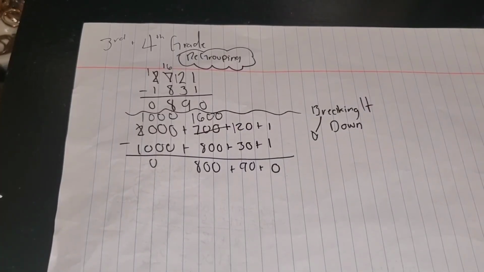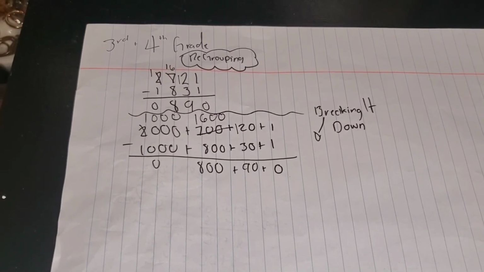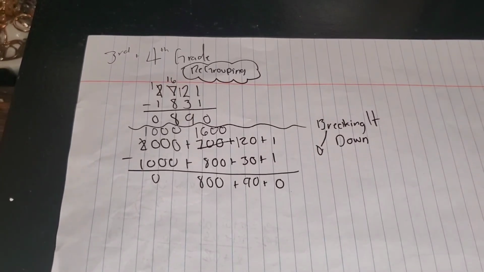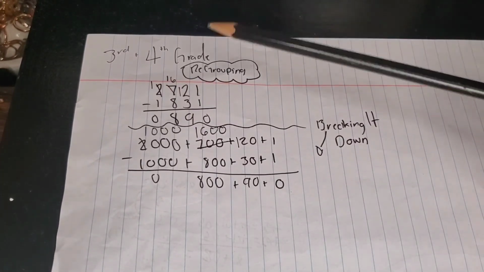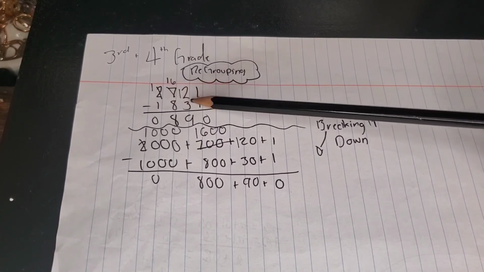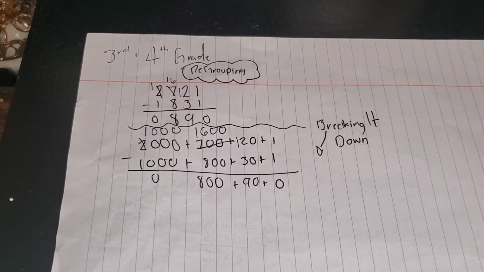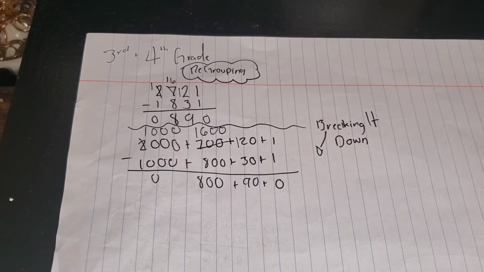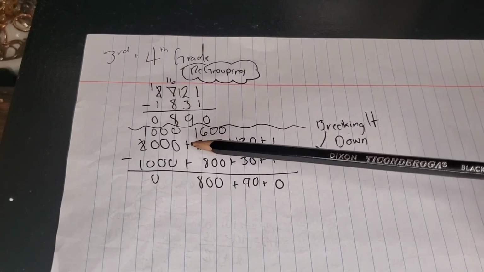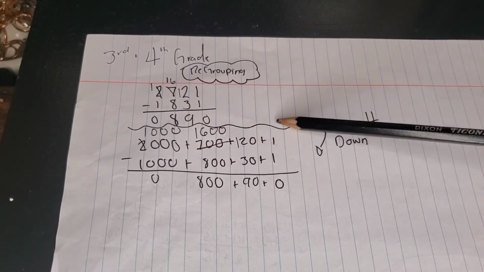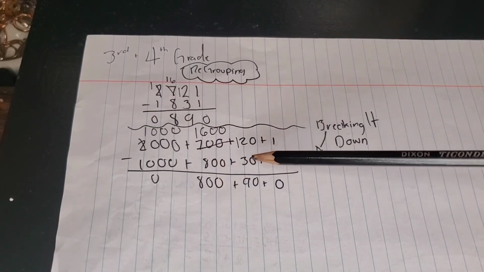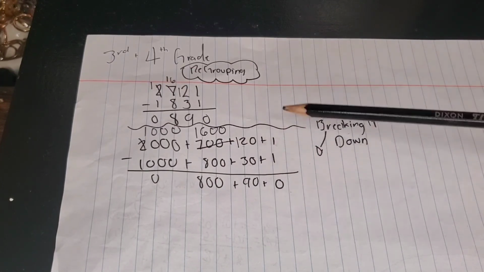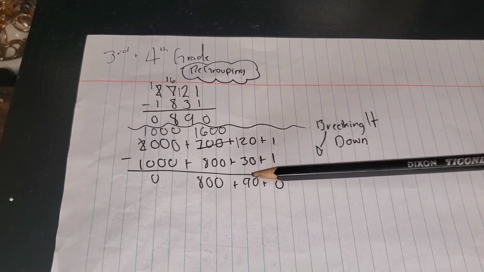So moving on to the last and final grades, 3rd and 4th grade. This is the more in-depth, or harder, quote unquote, type of regrouping. So we have, per se, the number 2,721 minus 1,831. So you will have to regroup, and that gives us 890 after regrouping everything. So to make this easier, you break down the numbers. So 2,000 plus 700 plus 20 plus 1 minus 1,000 plus 800 plus 30 plus 1, which means 1 minus 1 is 0. So 20 minus 30, you cannot do that.